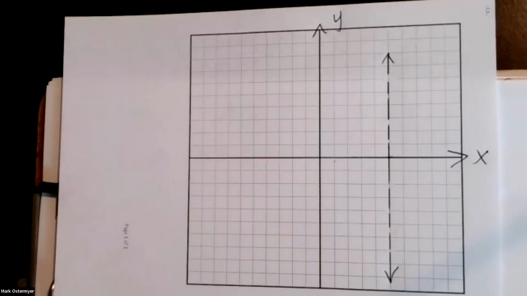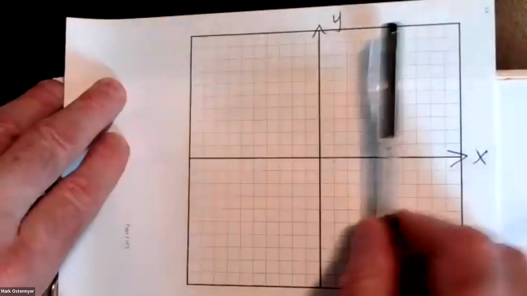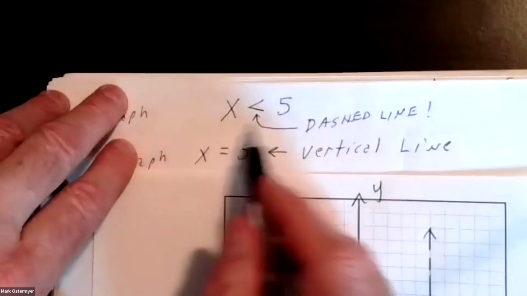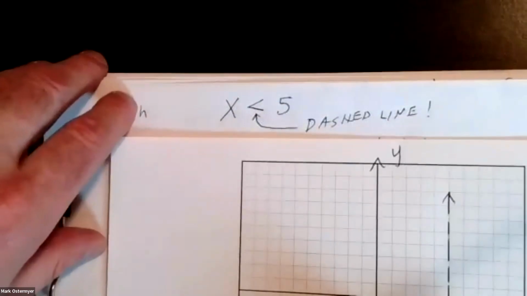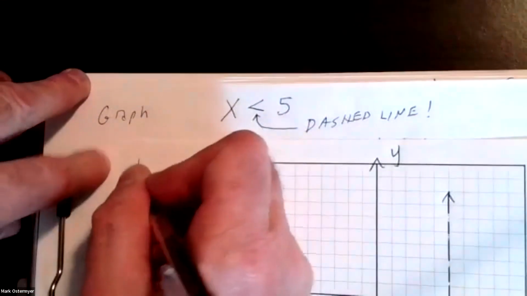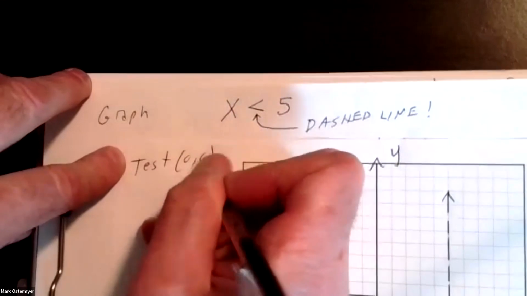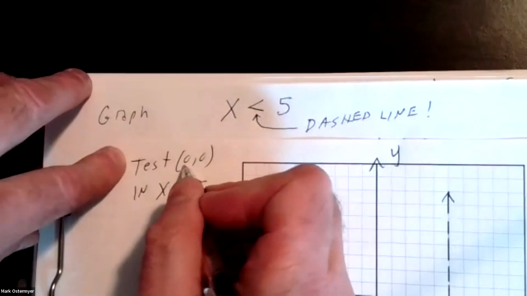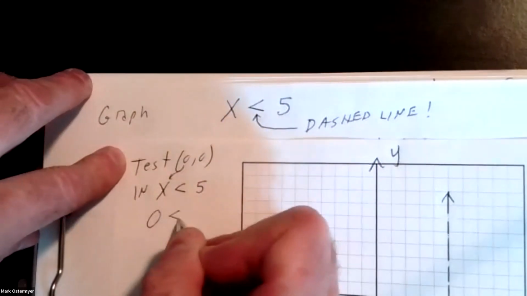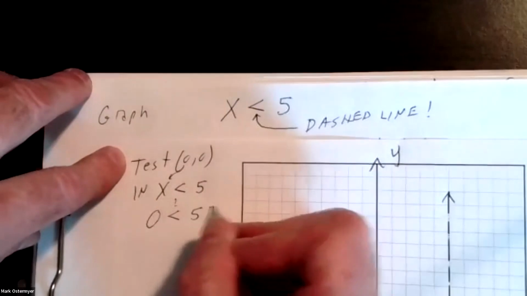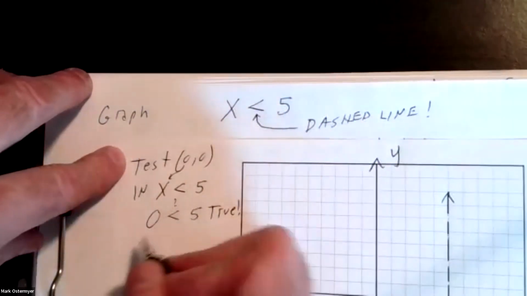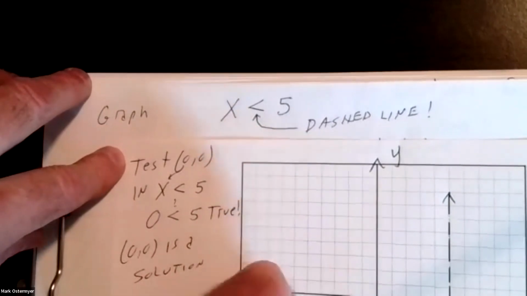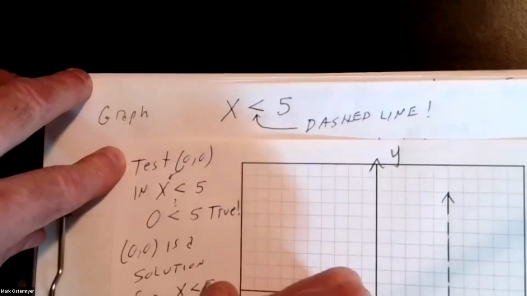Now, do I shade to the left or shade to the right? Do I shade the plane to the left or to the right, which will indicate my ordered pair solutions to this inequality? Well, choose a convenient test point. Let's test out the origin. Test out 0, 0 in the inequality x less than 5. To do that, we replace x with the x coordinate, which is 0. Is 0 less than 5? Is that true or false? It's true. And so therefore 0, 0 is a solution for the inequality x less than 5.